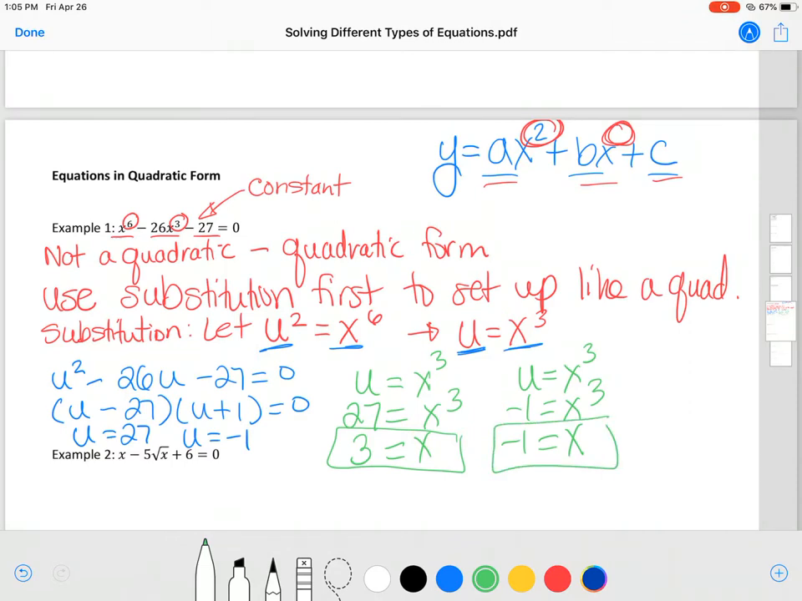So when you use this trick where you use a substitution to put it in quadratic form and then solve it like a quadratic, don't forget that last step. You have to go back in and resubstitute for x. And then you can always go back in and check by plugging the x's in, one at a time of course, into your original equation to make sure that it works.